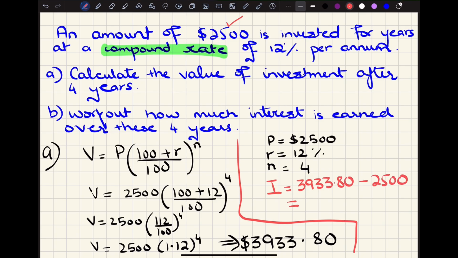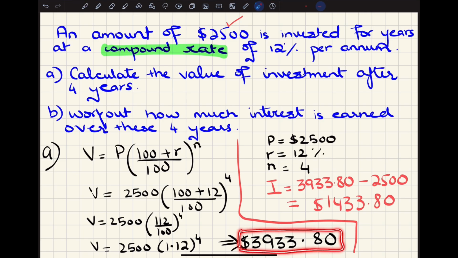which is going to be 1433.80. Okay, so this came out as our final bank balance, and this is what we invested in the bank at the start. Okay, so $2,500 was invested, and at the end of 4 years we had 3,933. So how did our principal amount change, the final bank balance from 2,500 to 3,933? Because we've earned interest over it. So how much is that interest? We'll take the difference of these two, that is going to give us the interest amount.